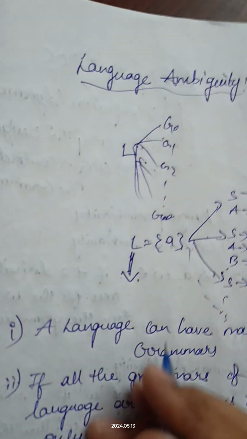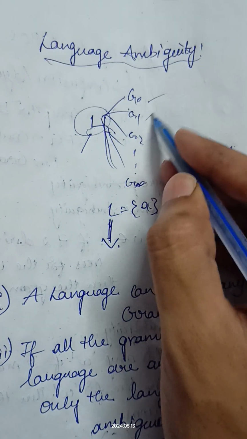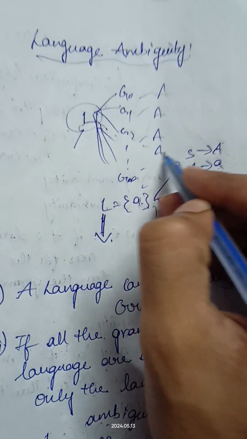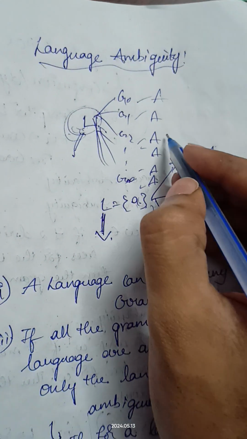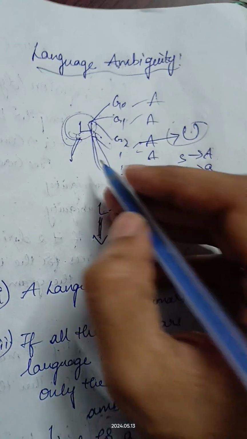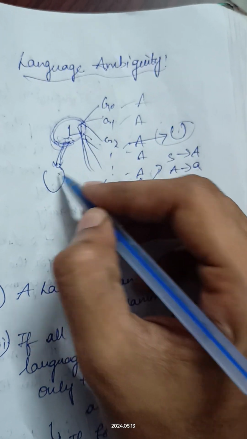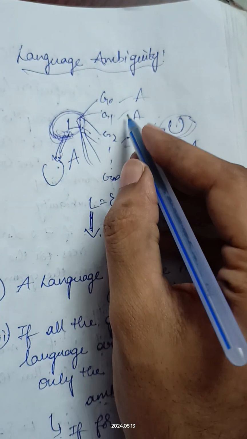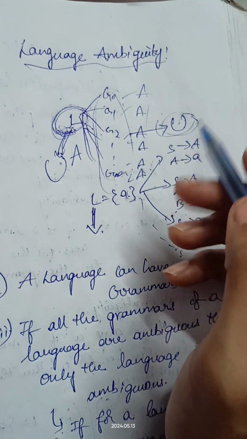Try to understand the simple thing. A language can have many grammars. A language is said to be ambiguous if all the grammars possible for a language are ambiguous. That means every possible grammar must be ambiguous, then only the language is said to be ambiguous. If there exists at least one grammar which is unambiguous among all ambiguous grammars, then the language is said to be unambiguous. To say that a language is unambiguous, there should be at least one unambiguous grammar. To say that the language is ambiguous, all the grammars available to that language should be ambiguous. It is simple, right?